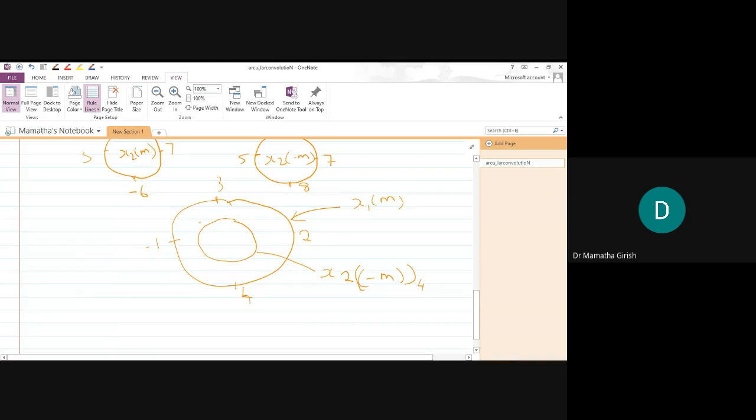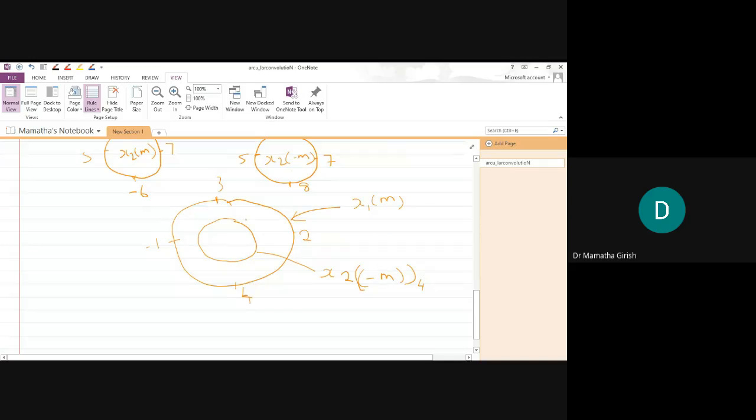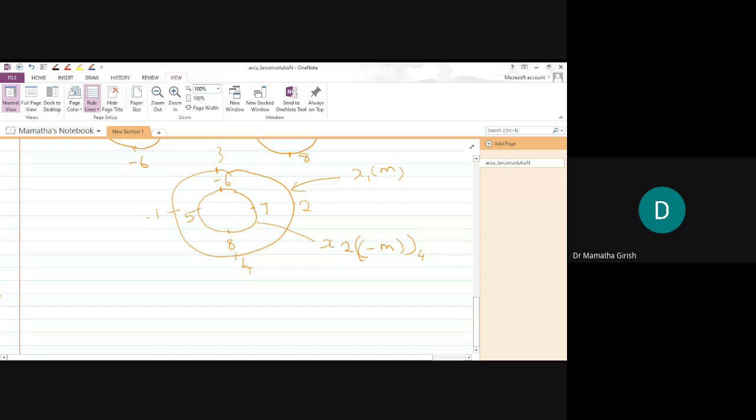Instead of going in the anti-clockwise direction, what must I do now? Mark the samples in the clockwise direction as we have done over here: 7, 8, 5, minus 6. So this is your 7, this is your 8, this is your 5, and this is your minus 6. So now x3 of n is what? Since in this case the value of n is 0, x3 of 0 is obtained by multiplying the corresponding samples.